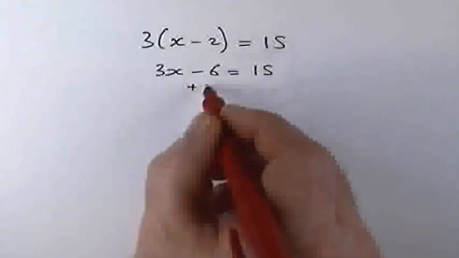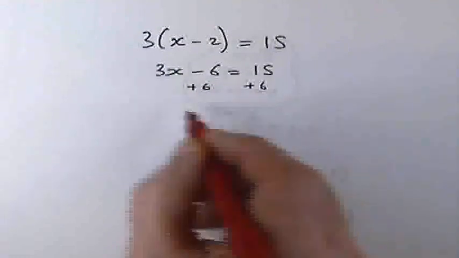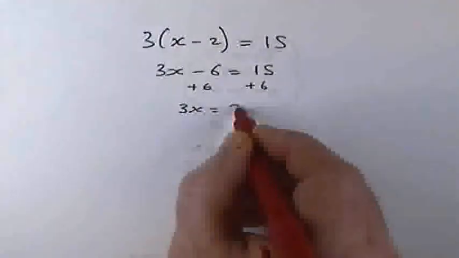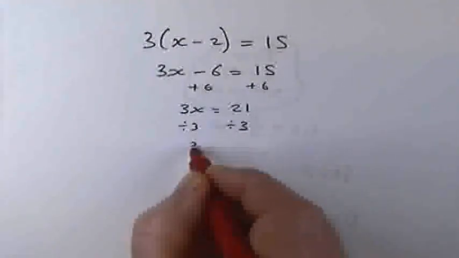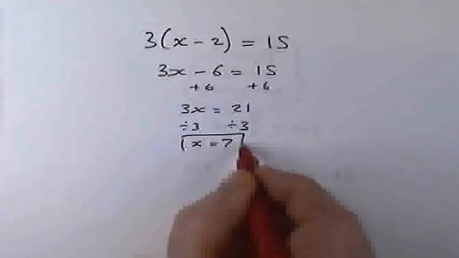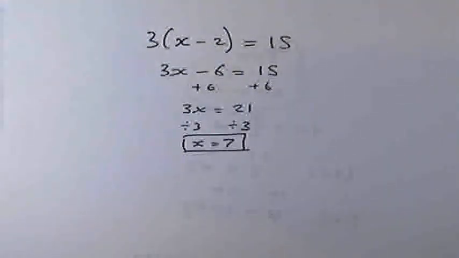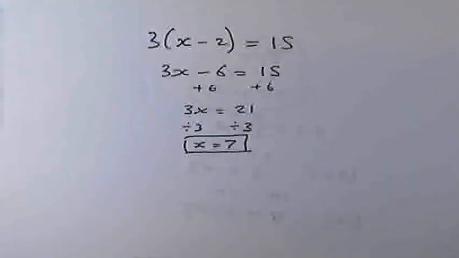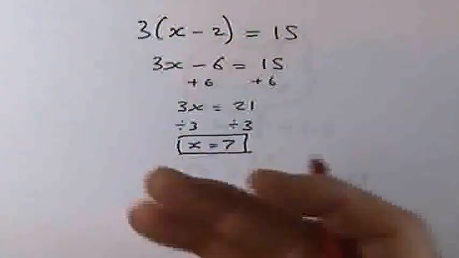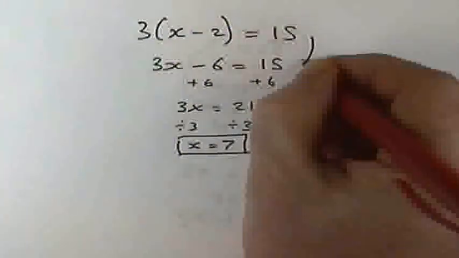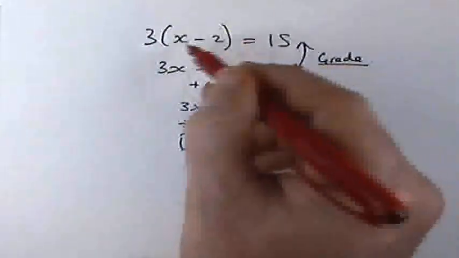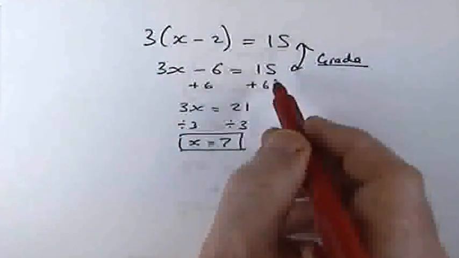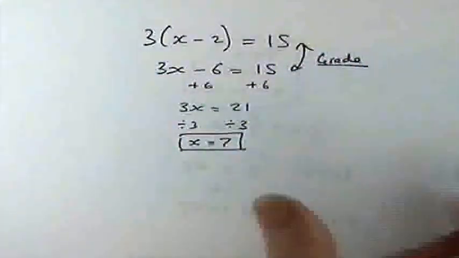And now we have to add 6 to both sides. So 3x is equal to 21. And now we divide both sides by 3. So we get x is equal to 7. And that's your answer. Okay, so using brackets is not very much harder, and that's a grade difference, a whole grade there. If you can expand that bracket and turn it into an easier question like that, then you should be okay.